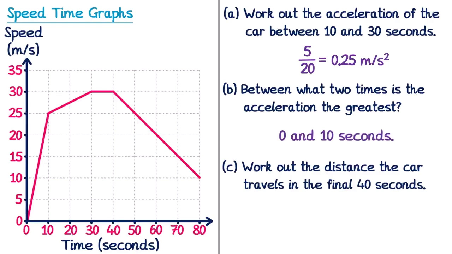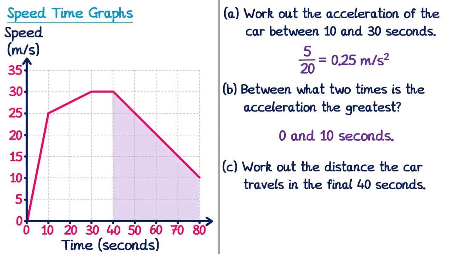In the final part of the question, we've been asked to work out the distance the car travels in the final 40 seconds. The distance travelled is equal to the area underneath the graph. So to work out the distance in the final 40 seconds, we want the area in the final 40 seconds that's underneath the graph. So that's this area here. This shape is also a trapezium, but you could think of it as being on its side.